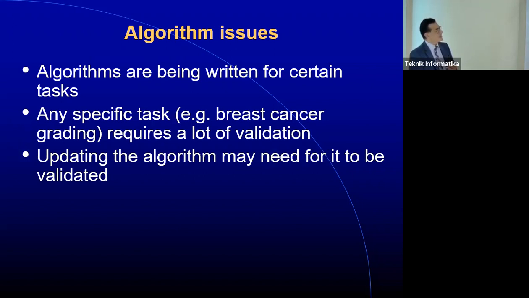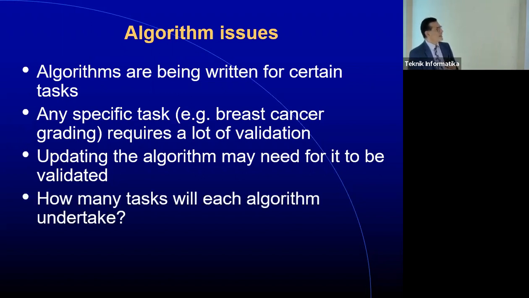And then what happens when, for example, you update an algorithm? So you've got your algorithm for grading breast cancer. You come along and change the algorithm a little bit to improve its performance. Well, currently, if you change the algorithm, again, once we have large banks of images, it won't really be a problem because you can just run your algorithm on the same sets of images and confirm their validity. But again, it's just something that will be a problem. And then again, how many tasks will each algorithm take?